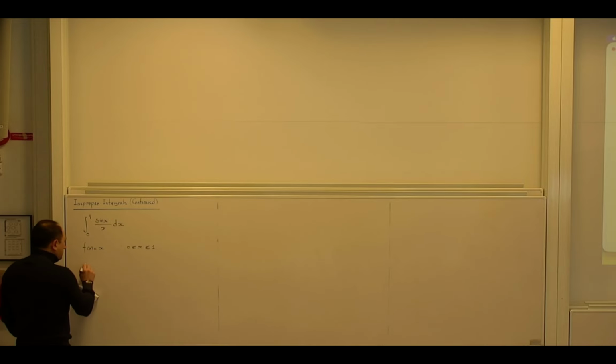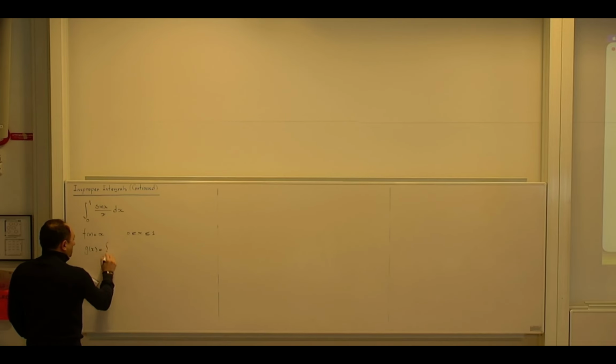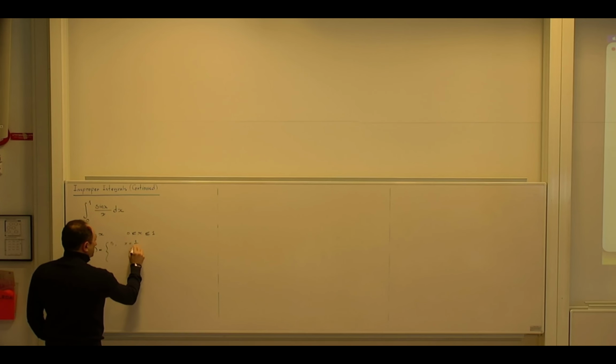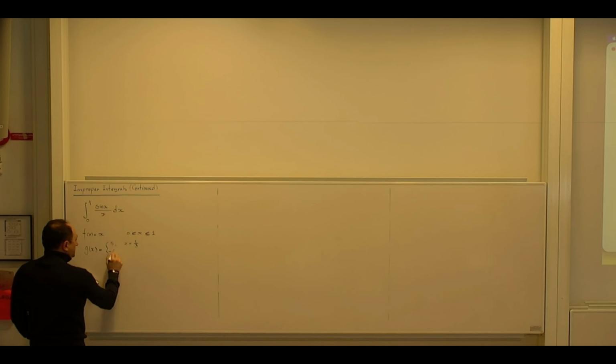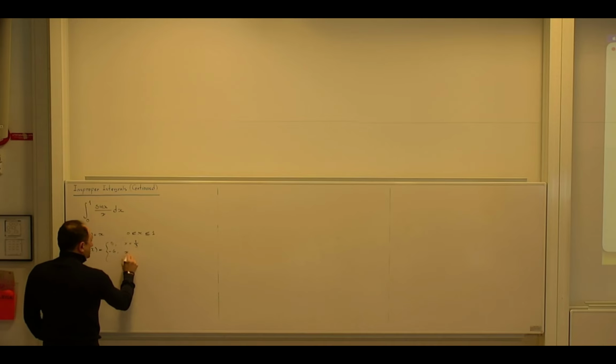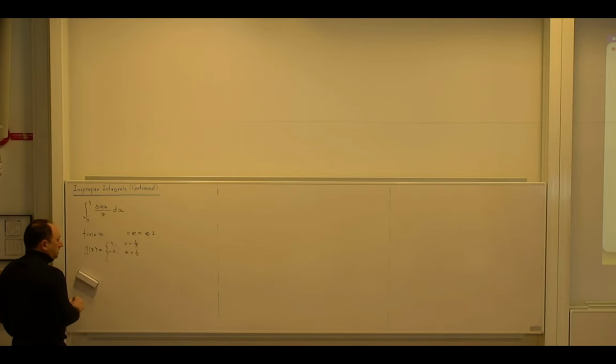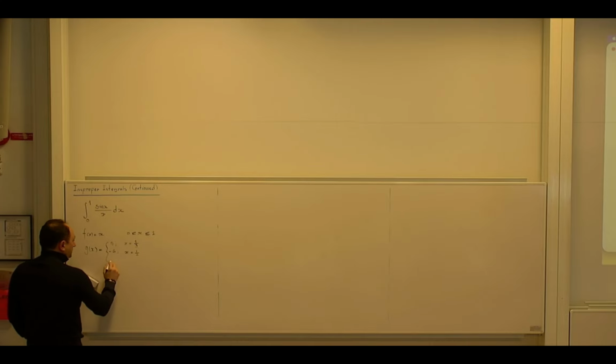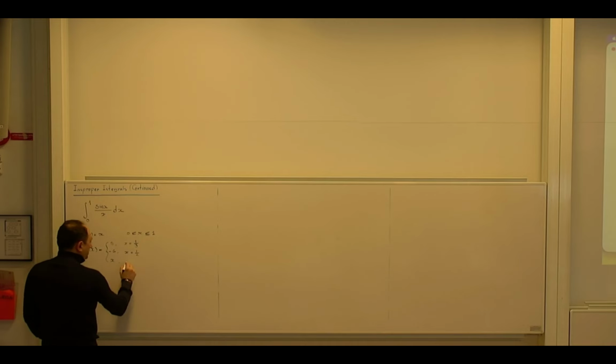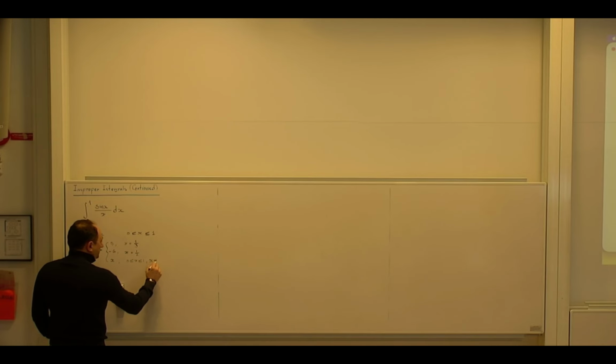But now I define a new function for you, g of x, and I define it like this. I define it to be 5 if x is 1/3. I define it to be minus 6 if x is 1/2. And then I define it to be x if x is between 0 and 1, but not 1/2 and not 1/3. Yes?